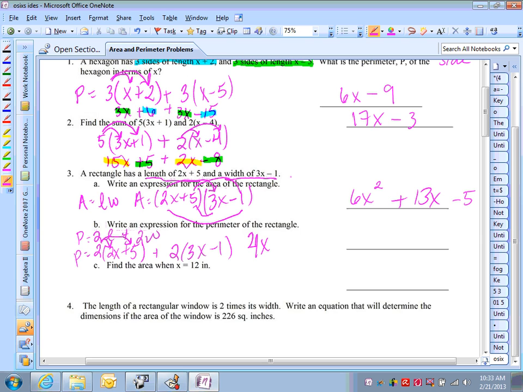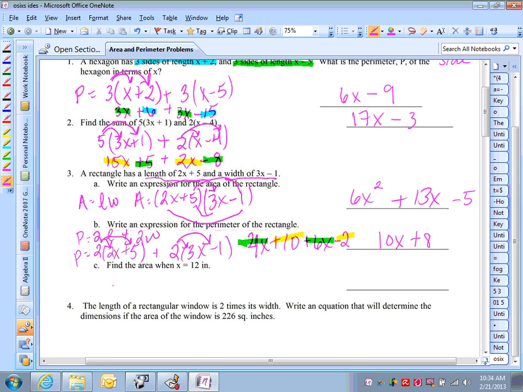When I distribute the 2, I end up with 4x plus 10. And then when I distribute this 2, I end up with 6x minus 2. Then I combine my like terms, 4x and 6x, and I combine the 10 and the negative 2, sorry. So you end up with 10x plus 8. 10 minus 2 is positive 8.